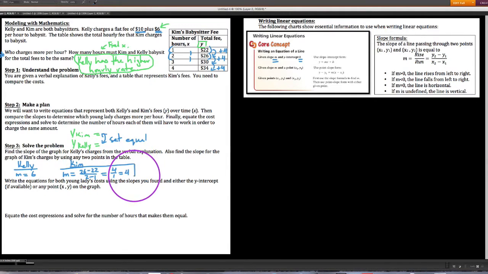So we have the slope for both of these given situations, okay? So what we want to do now is use that slope to write equations for both young ladies' costs, and use the slopes that we found and either the y-intercept, if we know it, or any point xy on the graph to write that equation.